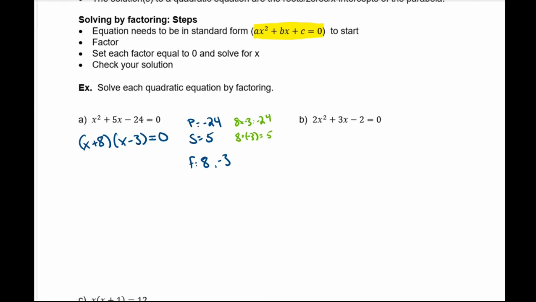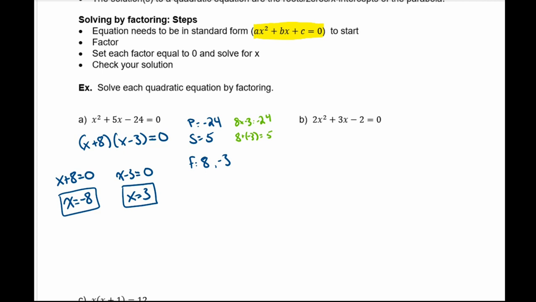So we factored it, it's set equal to 0. We need to now set each factor equal to 0. So x plus 8 equals 0, and x minus 3 equals 0. In each case, we're going to solve for x. So move the 8 to the other side, it becomes negative 8. Move the minus 3 over, it becomes plus 3. So my two solutions for this equation are x equals negative 8 and x equals 3.